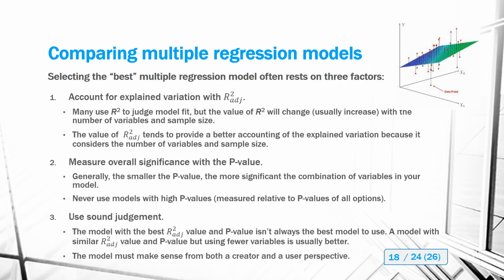The model must also make sense from both the creator and user perspective. It's got to make sense for the user to use it, and again, this is where simplicity comes in. It's more likely that someone's going to use a simple model than a complex model. But it has to make sense from a creator perspective as well. What that means is there's got to be some type of relationship between the predictor variables and the response variables that makes sense. A computer is not going to be able to judge that. You've got to use sound judgment in addition to the values that the computer can give you to select your best multiple regression model.